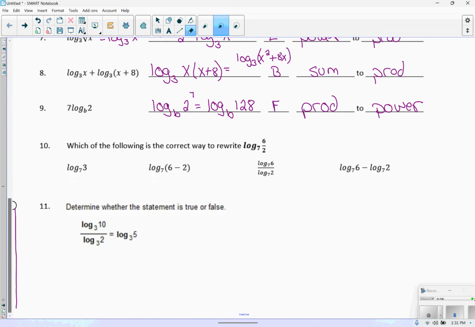Okay, my next one is correct way to rewrite. And so in this one, we're trying to look and pick out our correct answer. And I think I forgot to tell you that there are actually 2 correct answers here. Because we could simplify.